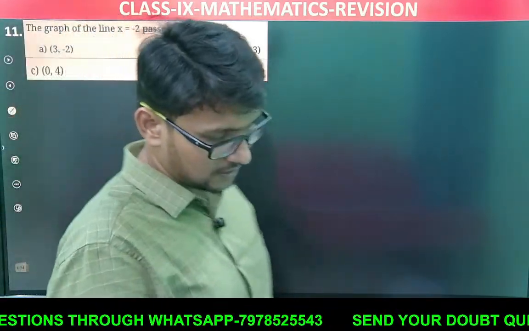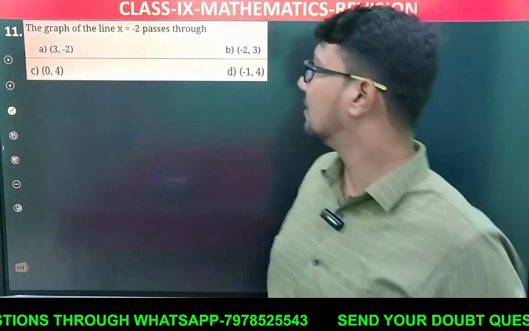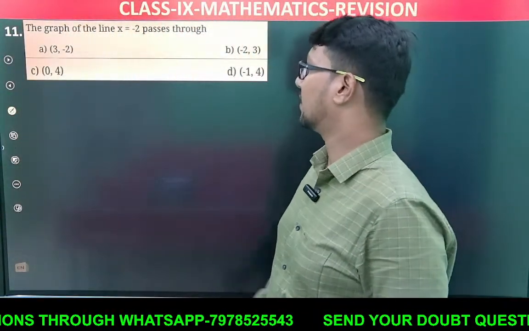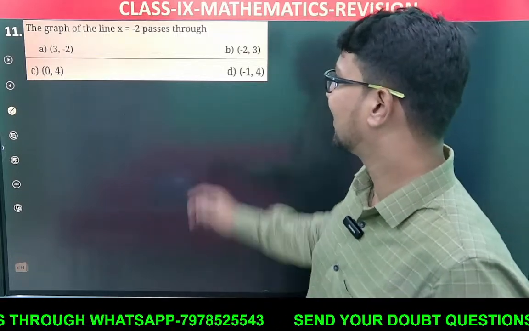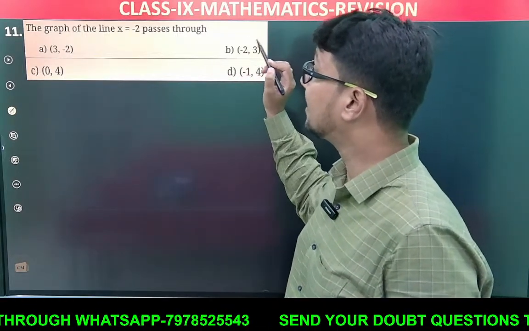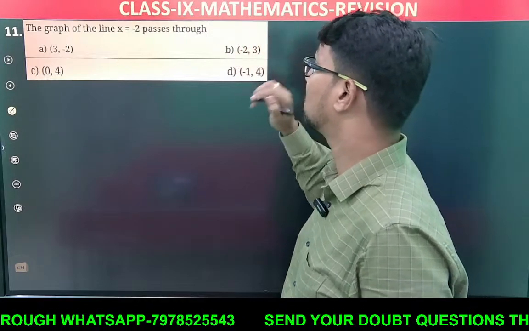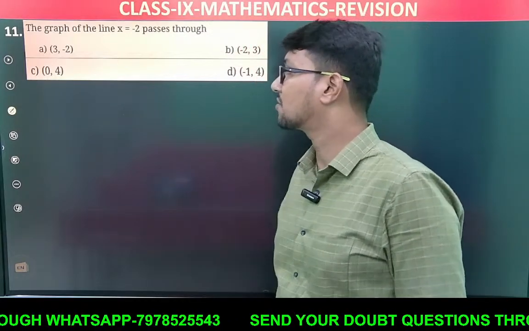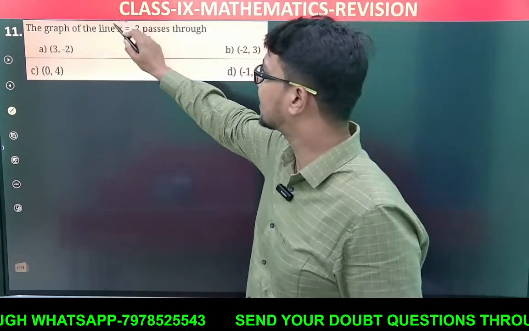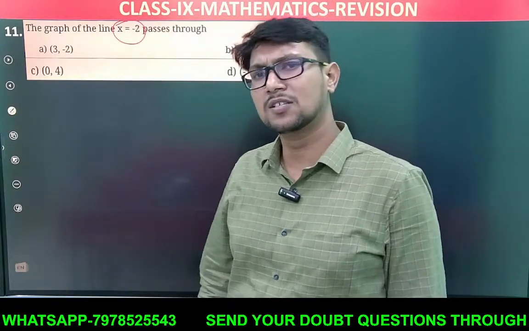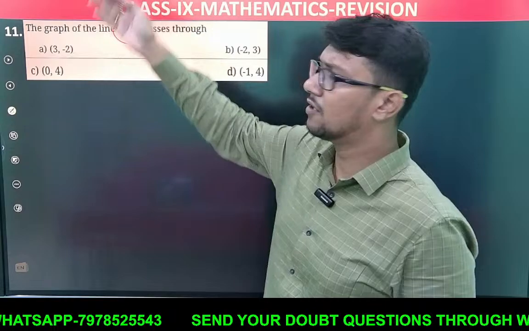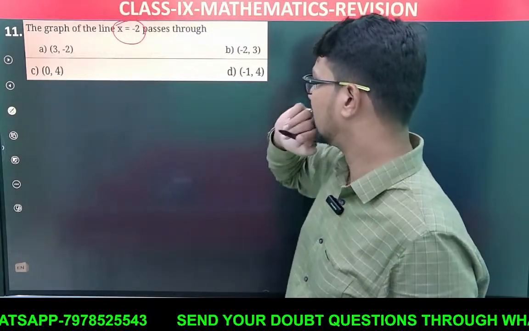Next question. Just read it. What is given in the question? The graph of the line x equals to -2 passes through which point? Again, x is constant. X constant means the line is parallel to which axis? Y axis. Now check.